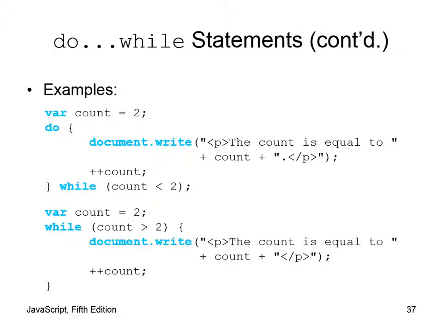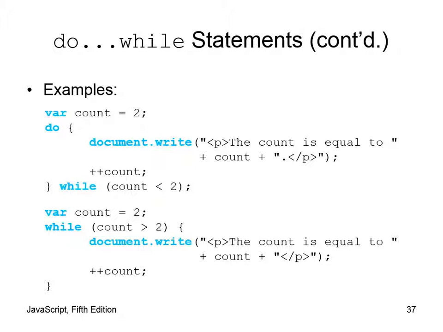Examples. Count equals 2. The count is equal to whatever. We're going to increment it with plus plus count. It's going to run it through, right? So we have 2 to start with. While count is less than 2, which it's less than 2 that first time, right? We'd have that, it would have done it. And then it says, oh, while it's less than 2, well, now it's 2, we're not going to do it anymore.